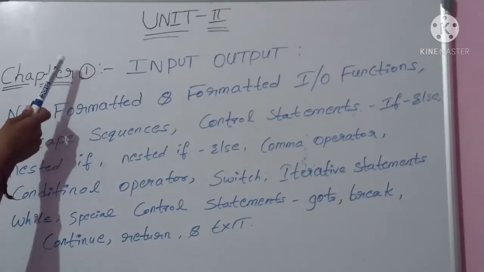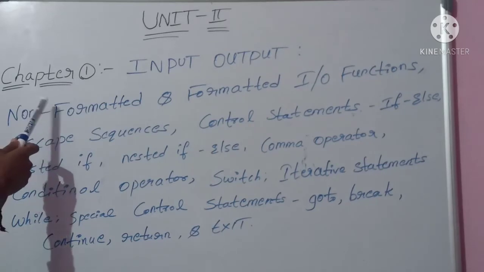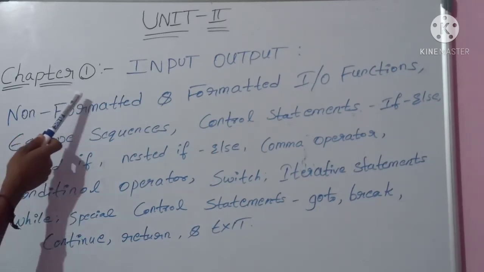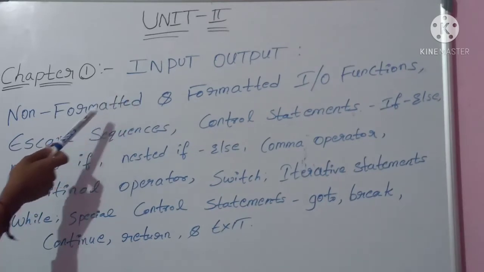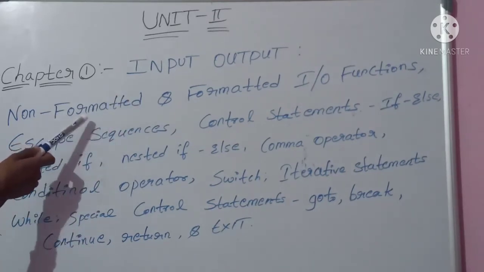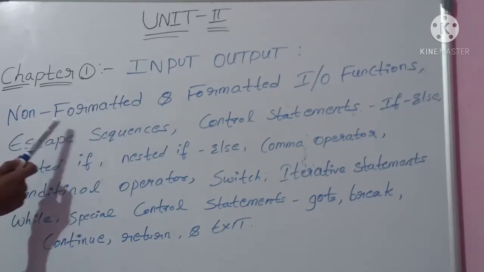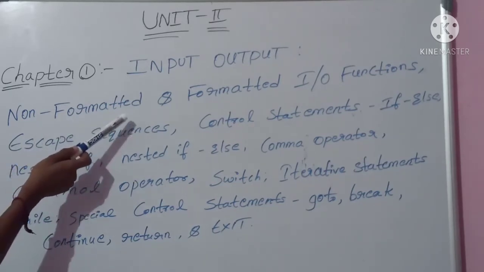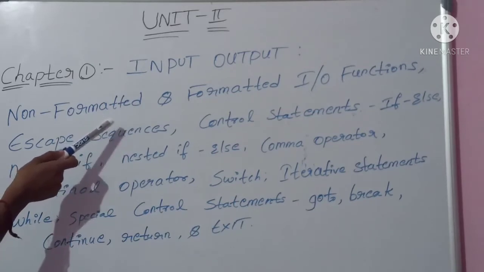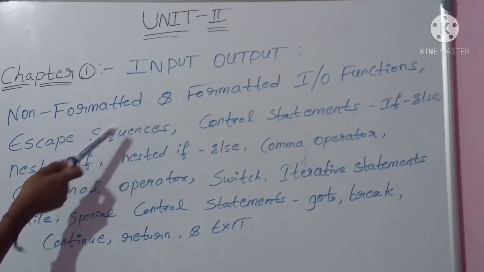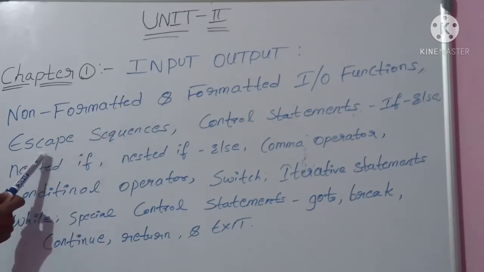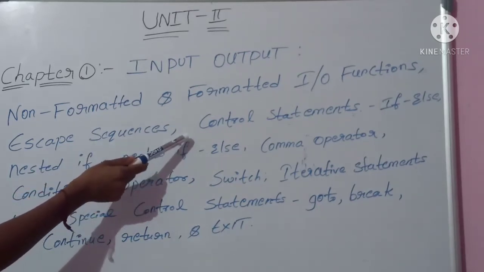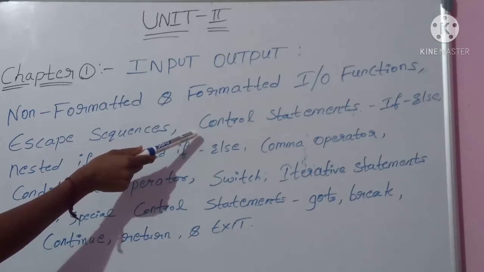This is unit 2. In unit 2 we have chapter 1 and chapter 2. And now I am telling you about chapter 1. In chapter 1 we have input and output. This is also called stream classes. Okay, this is non-formatted. Non-formatted means input functions, and formatted means output functions. There are some types also in that. We will discuss it later. And here it is escape sequences, and control statements are also called conditional statements and branching statements.